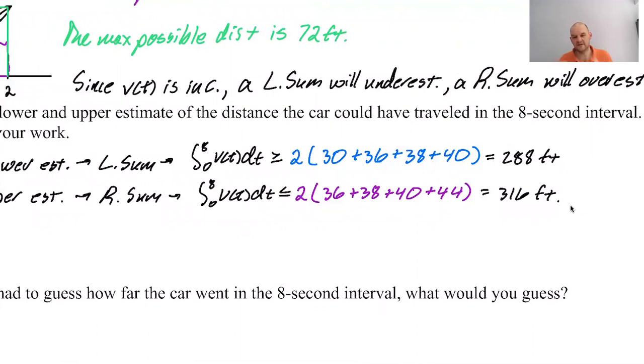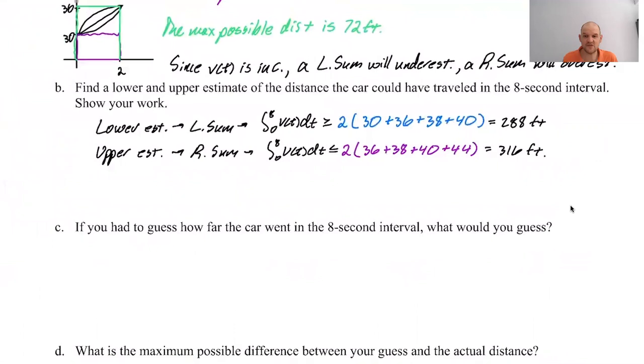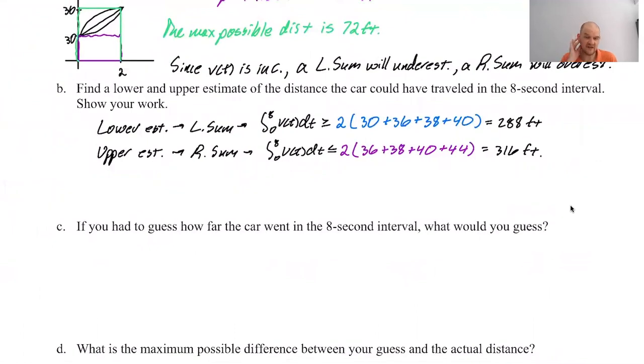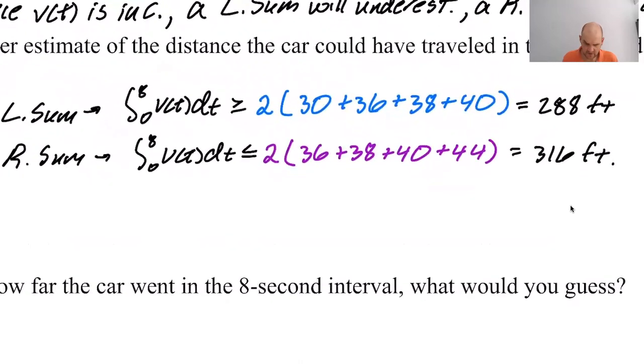So what could we say about these? What's a reasonable guess, do you think, of the actual distance? I think a reasonable guess would just be the average of these, something right in the middle of them. So I'm actually going to do that. What happens when I average them? Well, when you average the left sum and the right sum, you end up doing the trapezoids. So why does that happen? Let me try to show you.